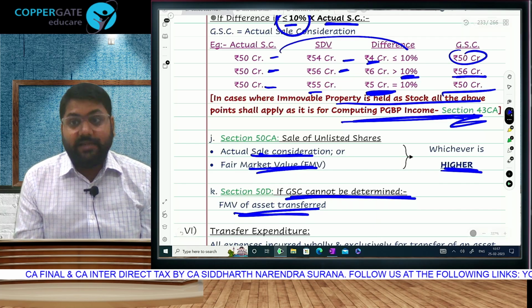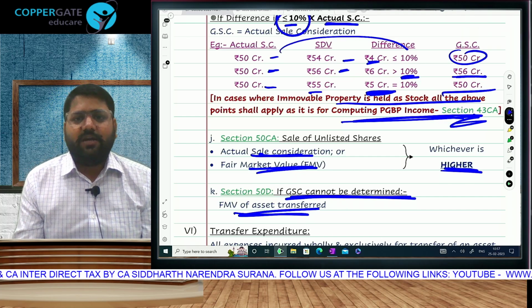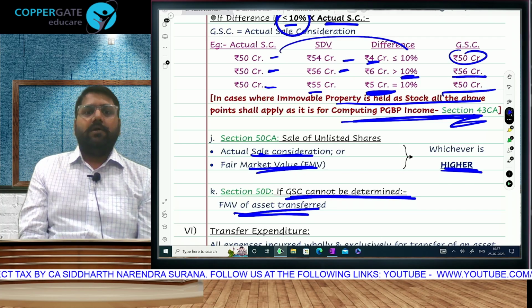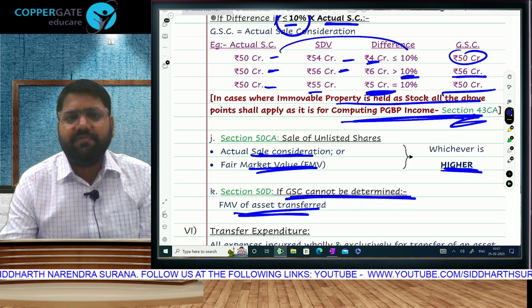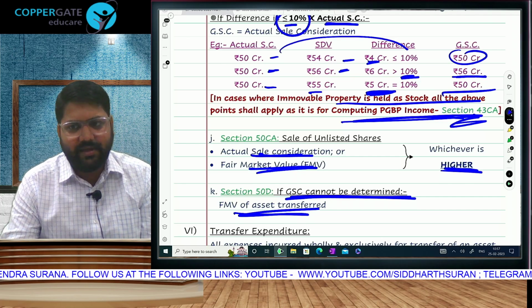asset transferred. If you remember the Deepika ji example in class, if the amount of GSC cannot be determined, then it will be FMV of the asset transferred. Normally, we take FMV of the asset received. But if we cannot compute that, then we will have to take FMV of the asset transferred. That is how we will identify our gross sale consideration for the purpose of computation of capital gains.